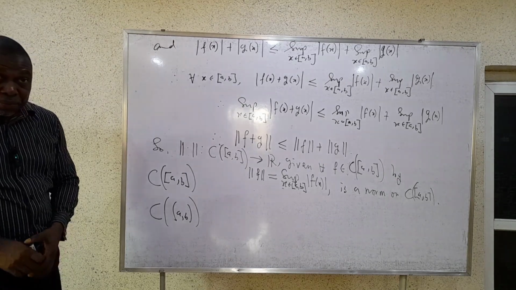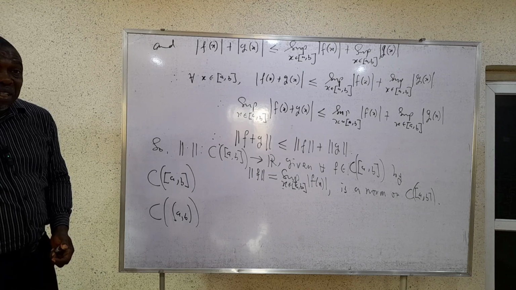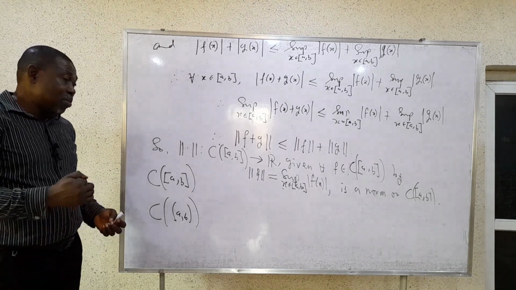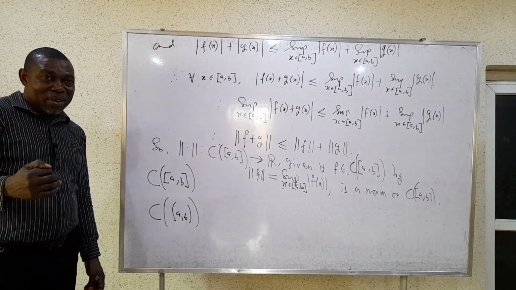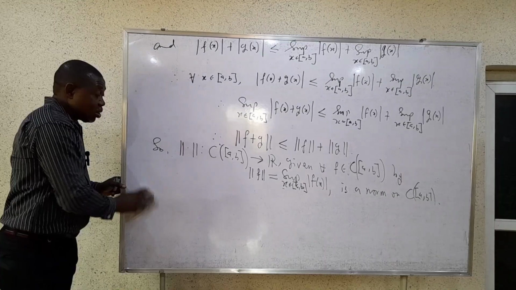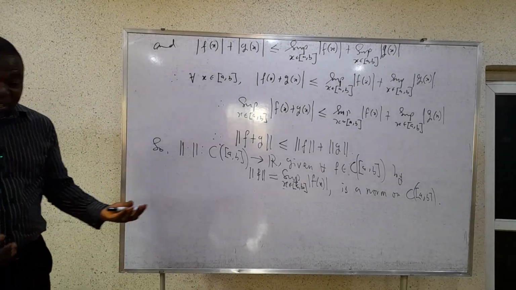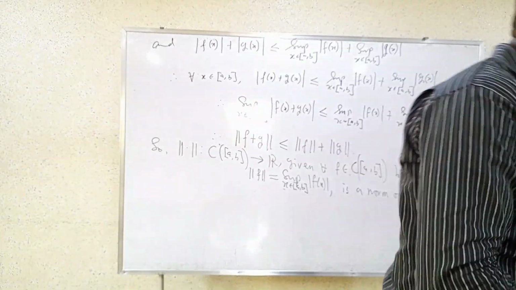So even if it's a ray from a to plus infinity, we have to be very, very careful, because from a to plus infinity, you do not know whether the supremum exists. But for the open bounded interval, I think we can check that the supremum exists, but not necessarily the maximum.